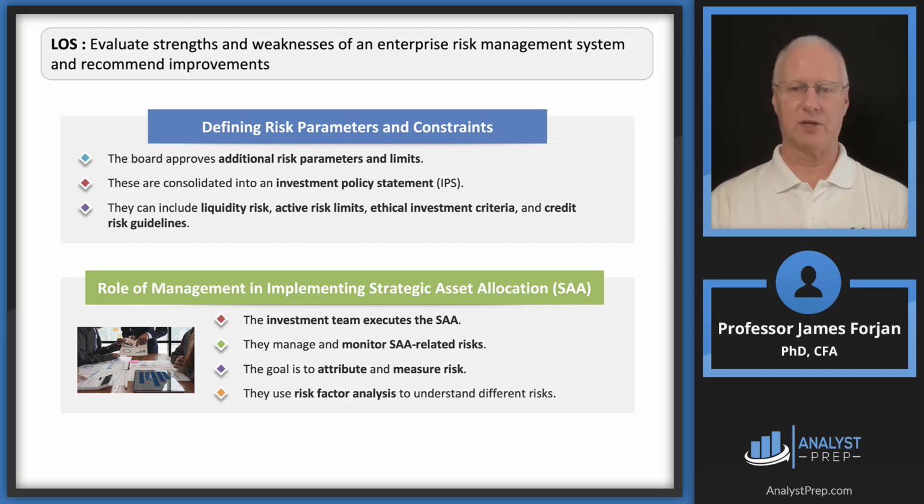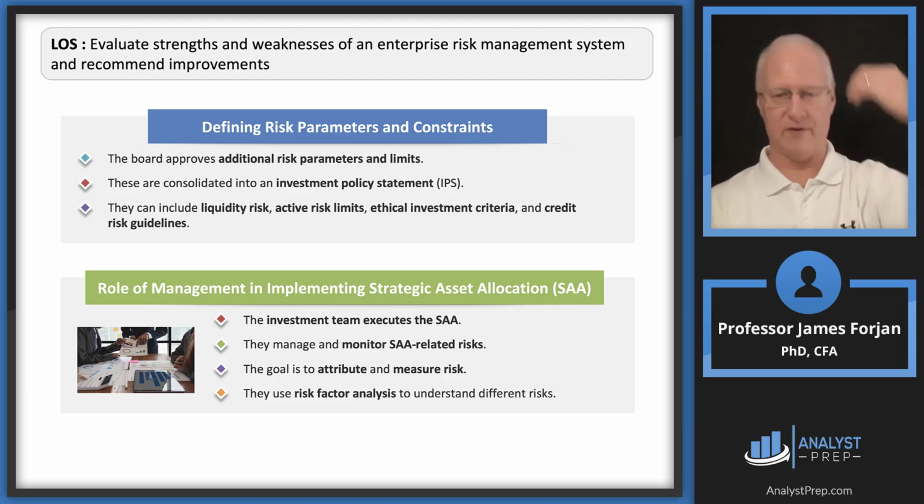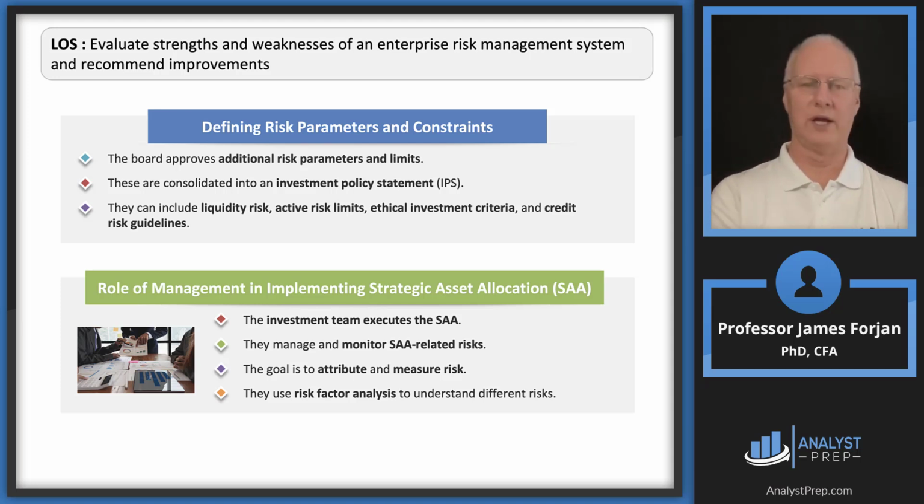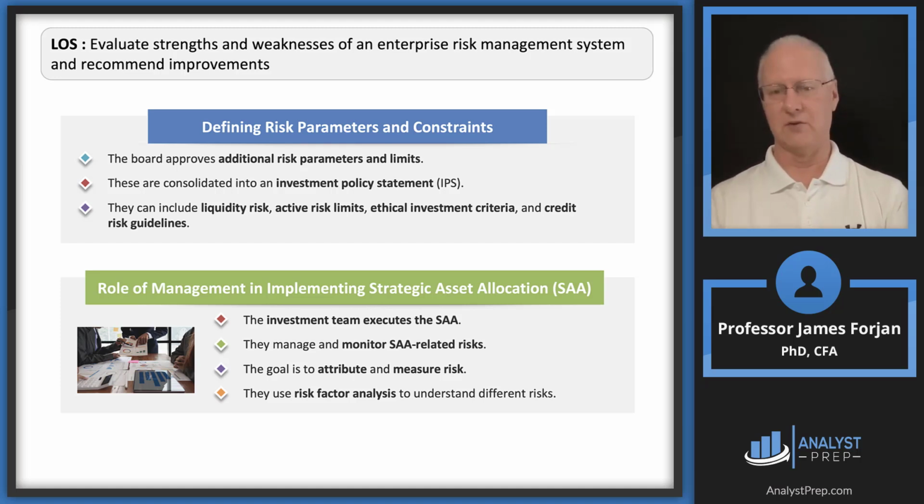All right, so the investment team executes the strategic asset allocation. They monitor, they attribute and measure risk. One of my favorite assignments in my investments class is to have my students do that attribution analysis. We do it mostly with equity, although there's a really cool one you can do for fixed income that's a little bit more complex. So we want to attribute it: was it luck? Was it because we had good security selection? Good asset allocation? Was it because of currency? There are a bunch of ways to attribute the compensation.